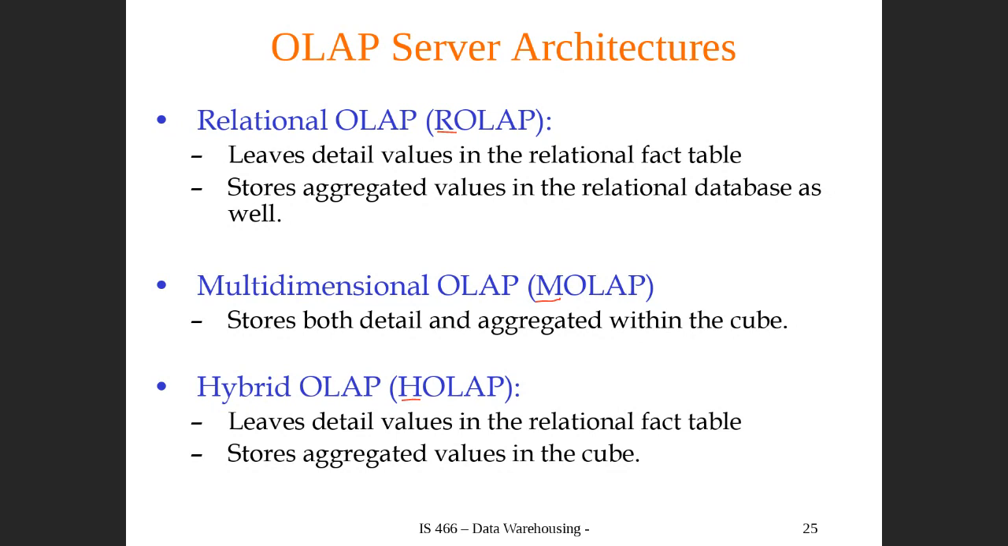Recall that previously we talked about the four operations: roll up, drill down, navigation, and visualization. Roll up means summarization. Drill down means going into the detail. Navigation is about dice, and visualization is about the pivot. So in relational OLAP, both the detail value and the aggregate value are stored in the relational table. The detail value, if you drill down, is stored in the relational fact table, and the aggregate value is stored in the relational database as well.